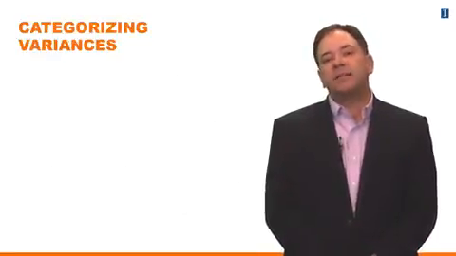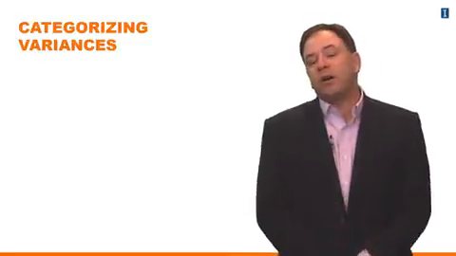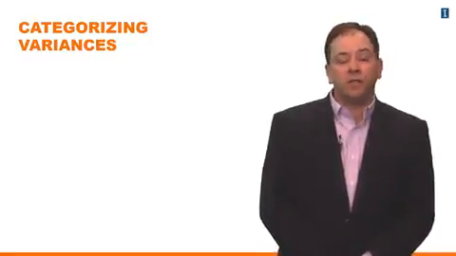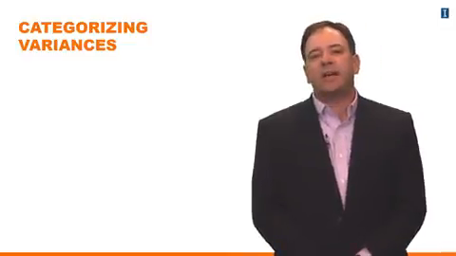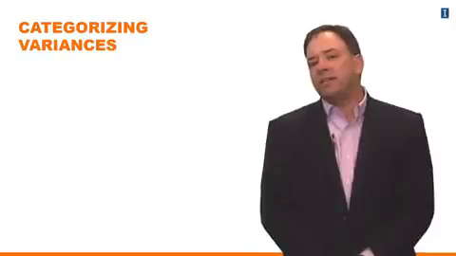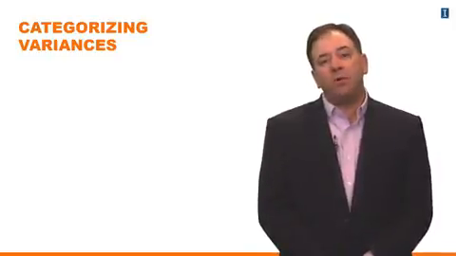A second piece has to do with categorizing variances. Now, in future lessons, we'll talk about variable cost versus fixed cost variances, as well as revenue variances. We'll talk about spending, efficiency, activity variances, and other types as well. But across all variances of all types, we can categorize them as either unfavorable or favorable.